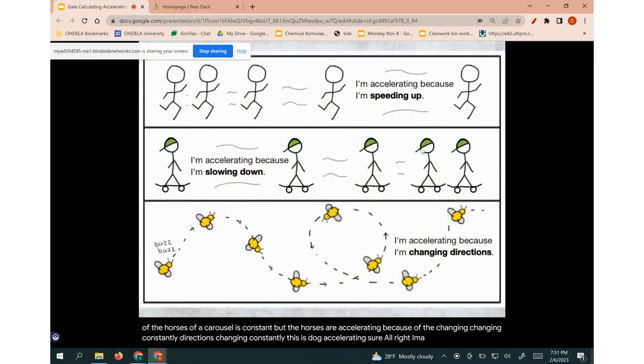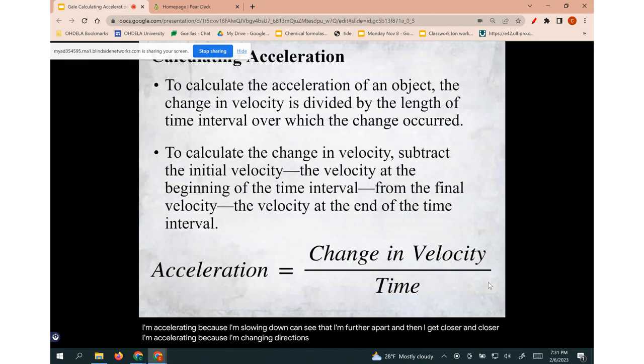All right. I'm accelerating because I'm speeding up, and you can see these stick figures. They start closer together, and as they move further to the right, there's more distance between them. I'm accelerating because I'm slowing down. You can see that I'm further apart, and then I get closer and closer. I'm accelerating because I'm changing directions.